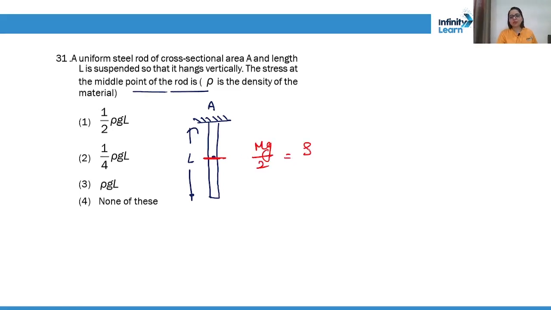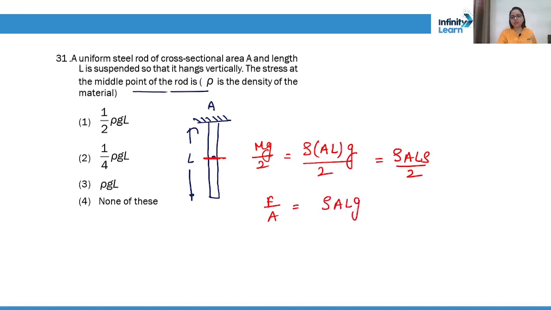Mass is volume into density. So volume is area into length, into g divided by 2. So this is rho A L g divided by 2, that is your force. Force per unit area, force upon area, is known as stress. So it is rho A L g by 2 divided by area. So it will be rho L g by 2, which is option 1.